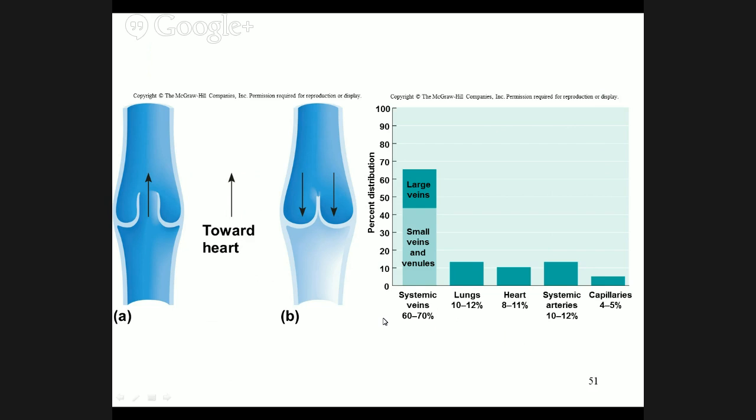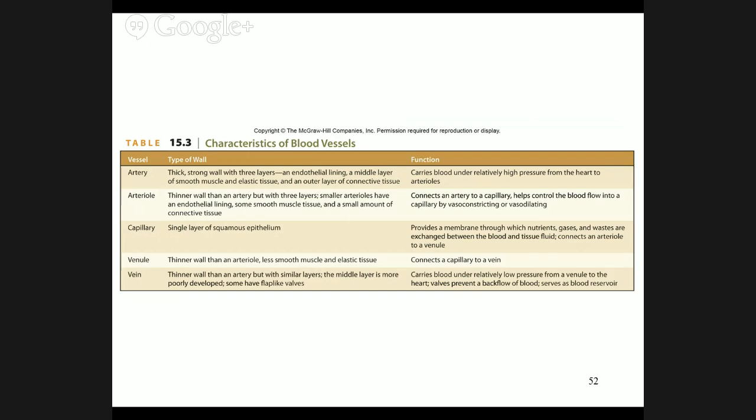Distribution of blood: in the systemic veins, large veins get some portion of the blood, but the small veins and venules get a smaller portion. Lungs get about 10%, the heart gets 8 to 11%, the arteries get 10 to 12% of blood, and the capillaries get 4 to 5% of blood. This table 15.3 just shows the type of wall they have and the function.